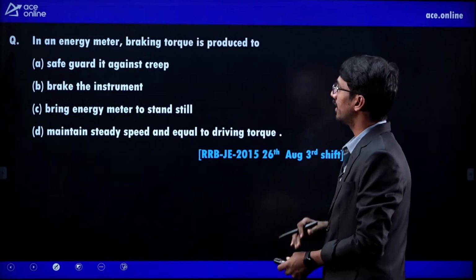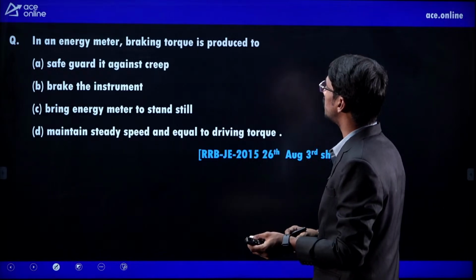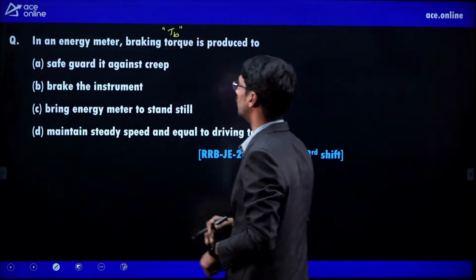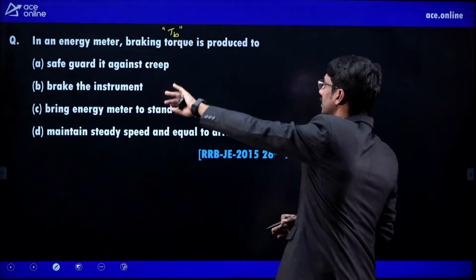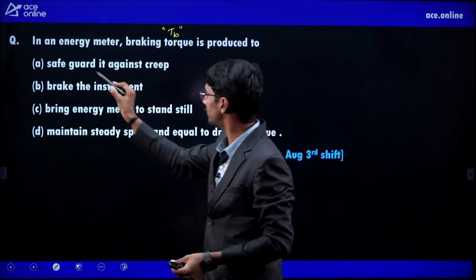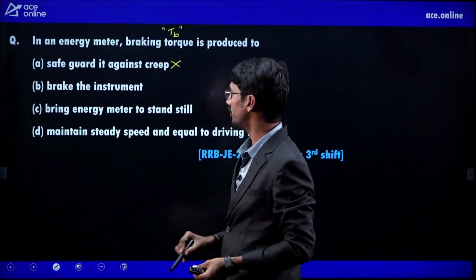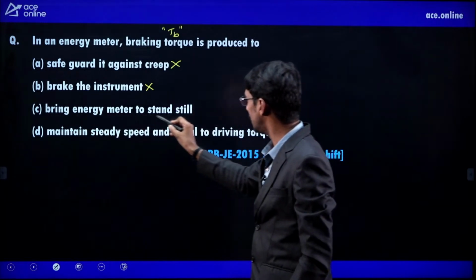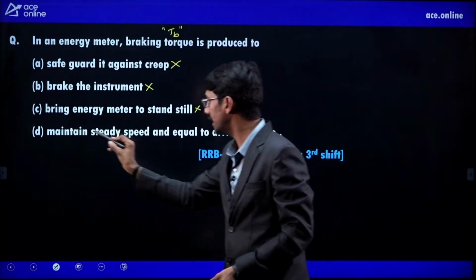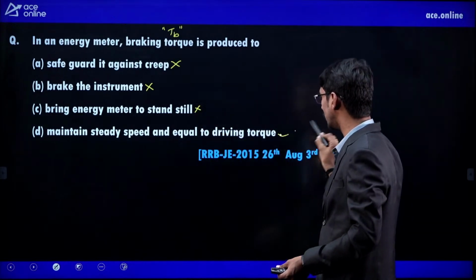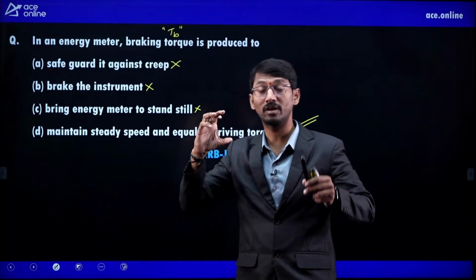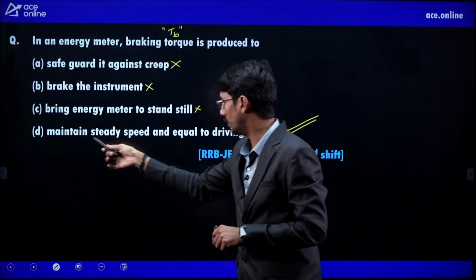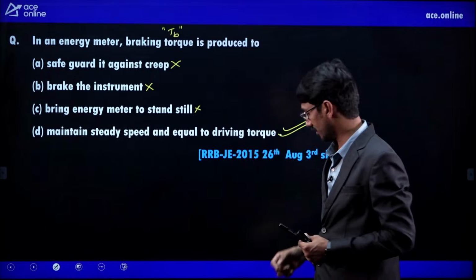Right? Next question. In an energy meter, braking torque is produced, nothing but why we are producing the braking torque? Braking torque is produced for which purpose? Can you respond? Safeguard it against the creep? No. Break the instrument? No. Bring energy meter to standstill? No. What is the meaning actually? Maintain steady speed and equal to the driving torque. That's why the braking torque with permanent magnet we are providing to have the corresponding steady speed required. That's why maintain speed and equal to the driving torque.